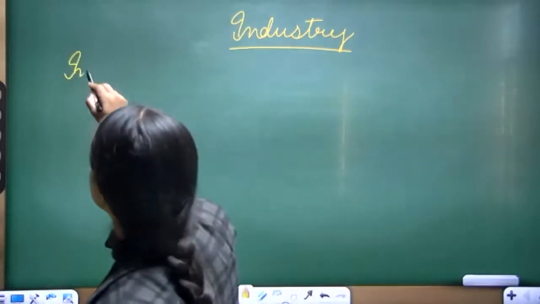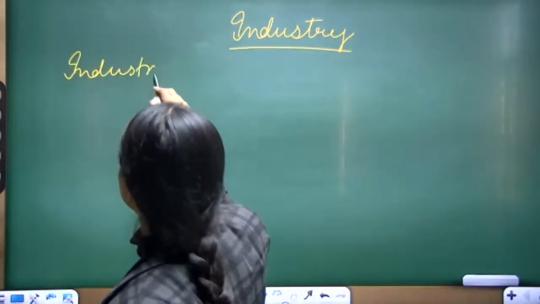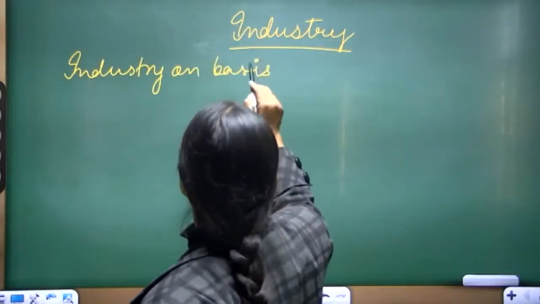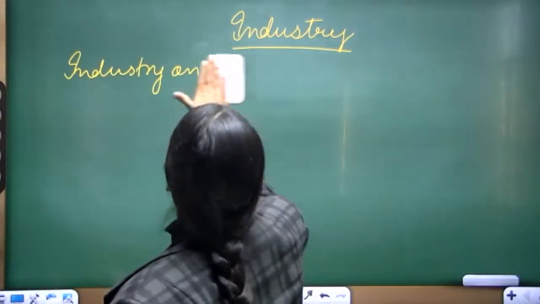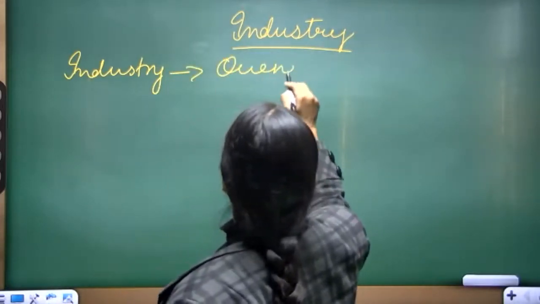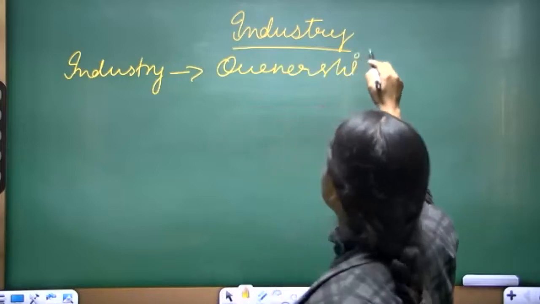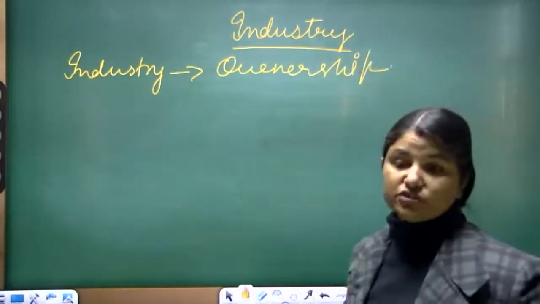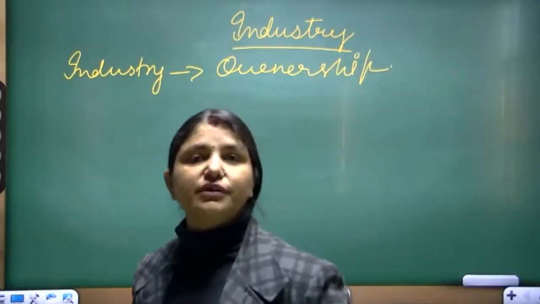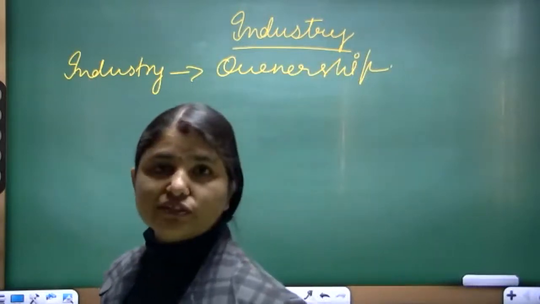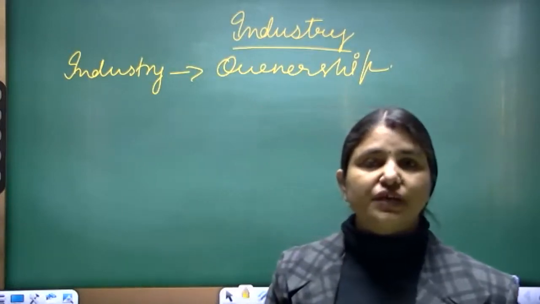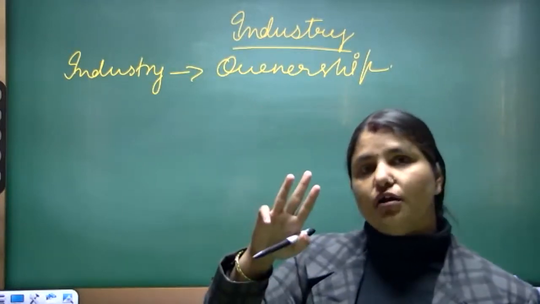Industries on the basis of their ownership. Okay, what will we see now? Industries on the basis of their ownership. Students, ownership means who is the owner of that particular industry or who is operating that industry. On that basis, we can divide the industries into four parts.